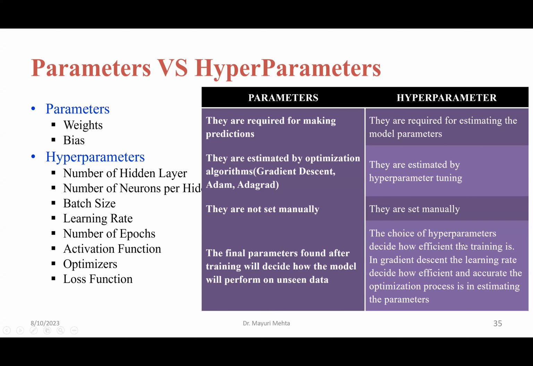While for these hyperparameters, the choice of hyperparameters decides how efficient the training is. So these are used during the training, okay? And based on these, the values will be updated, and finally we will have good values for the weights and bias at the end of training. In gradient descent, the learning rate decides how efficient and accurate the optimization process is in estimating the parameters. So these are the fundamental differences between model parameters and model hyperparameters. I hope they are clear, like how they differ from each other.